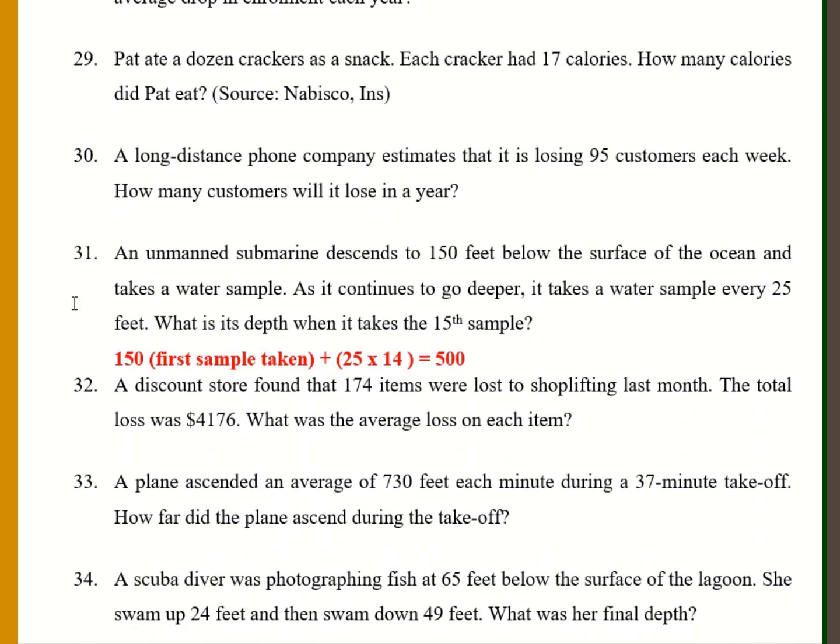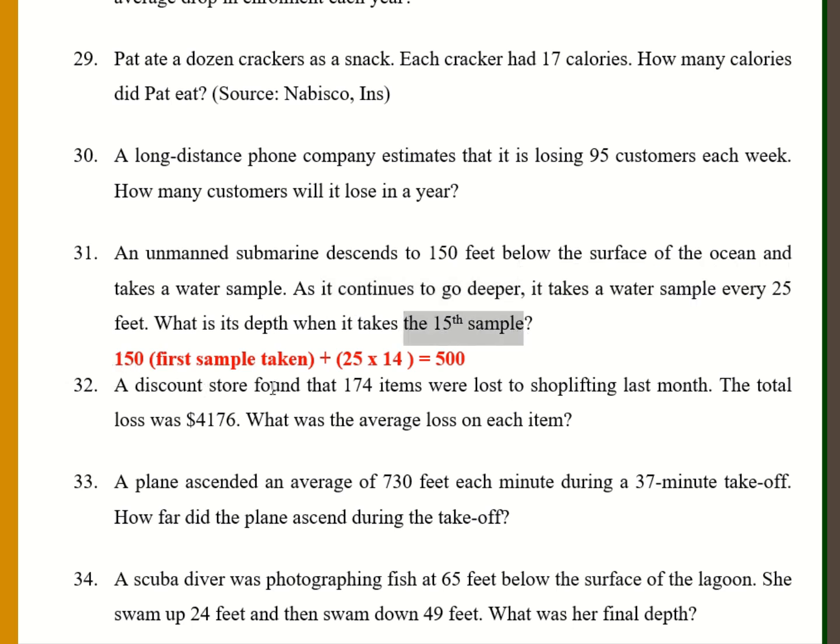Okay, so all these are also quite simple. Number 31, an unmanned submarine descends to 150 and takes the first sample. So he goes down to 150, he takes a water sample. First sample is taken. As it continues to go deeper, it takes a water sample every 25 feet. What is his depth when he takes the 15th sample?